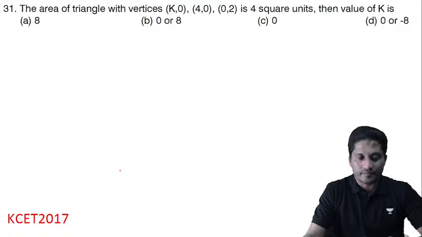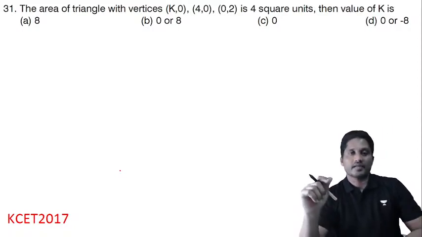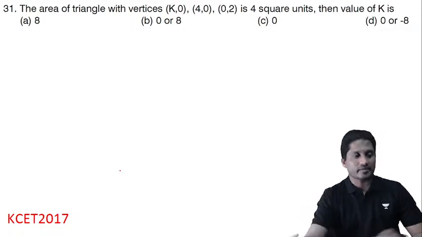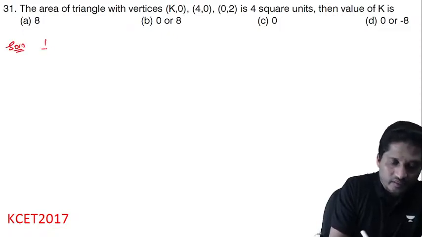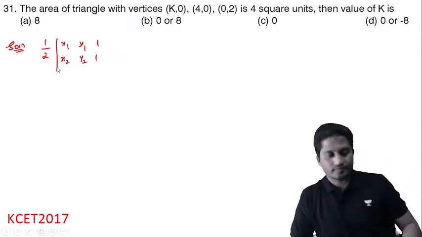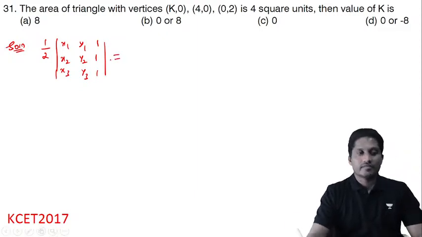Let us start, guys. We have done up to 30 in part 1 of the KCET 2017 problems. Let us start from question number 31. Area of a triangle with vertices. You know that the area of a triangle is half of the determinant of x1 y1 1, x2 y2 1, and x3 y3 1, and that is equal to the area of the triangle, which is given as 4 square units.